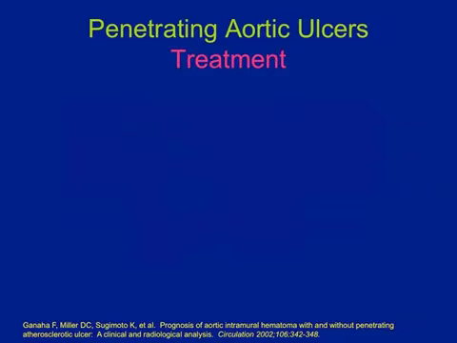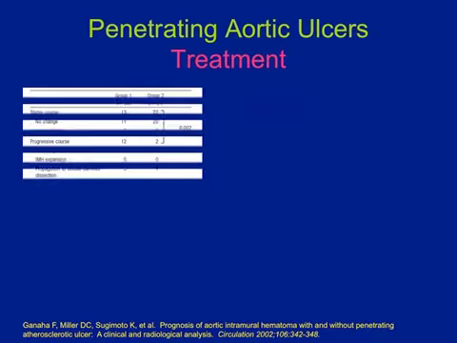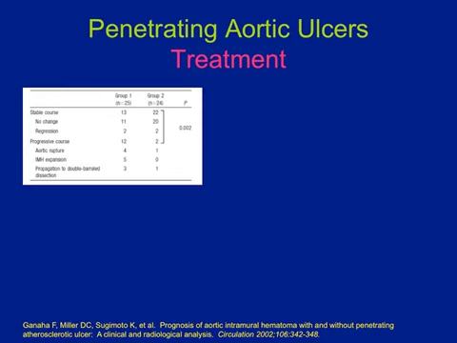A frequently cited paper on the size criteria for intervention was published in 2002. It was a retrospective analysis of 65 asymptomatic patients with an intramural hematoma with and without a penetrating aortic ulcer who were followed with serial imaging. Group 1 was divided into patients with an intramural hematoma and a penetrating aortic ulcer, and Group 2 was divided into patients with an intramural hematoma without a penetrating aortic ulcer.